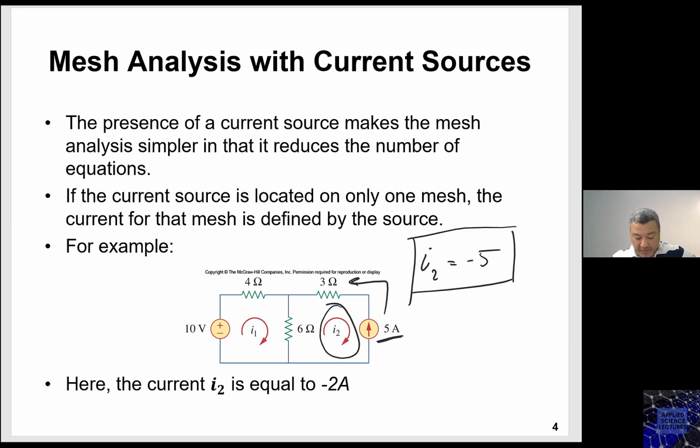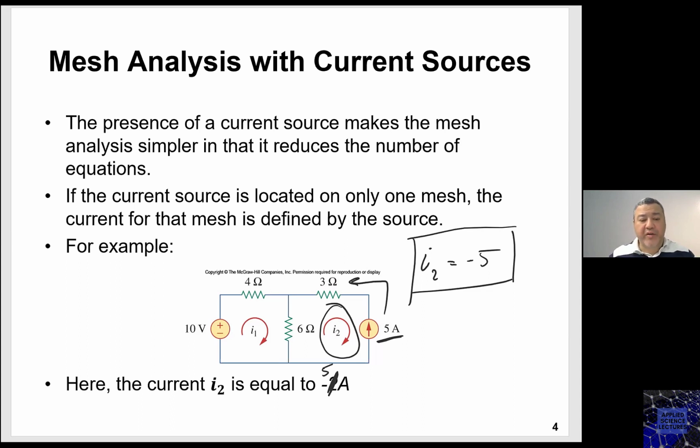Yeah, that's a typo. So I2 here is minus 5 ampere. Okay, I'll fix that later on.